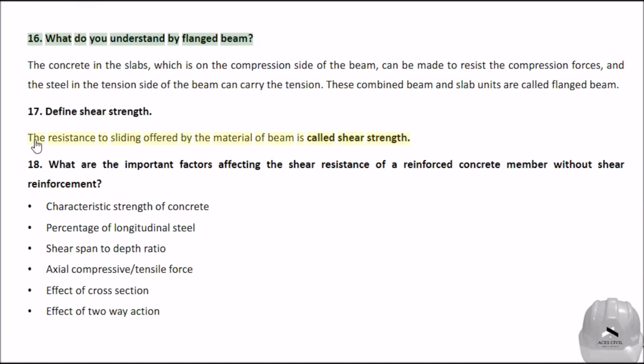What do you understand by flanged beam? The concrete in the slabs, which is on the compression side of the beam, can be made to resist the compression forces, and the steel in the tension side of the beam can carry the tension. These combined beam and slab units are called flanged beams.